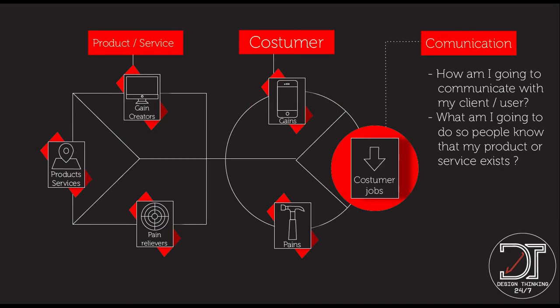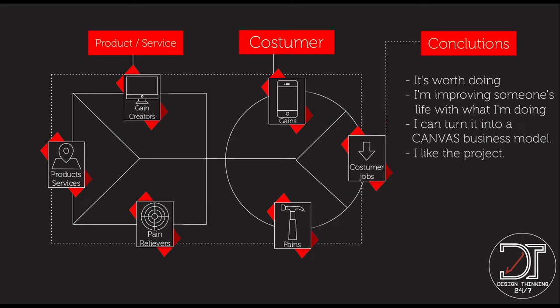After that, we have the customer job, which is the final part, and this is the part of communication. It means the relationship that you have with your customers, how they are going to know that whatever you are doing is working. What am I going to do so people know that my product exists, how I'm going to give support? That part is really important and it will be a constant in all the development that you are making. So when we finish these 6 spots, the model will be done for that part.